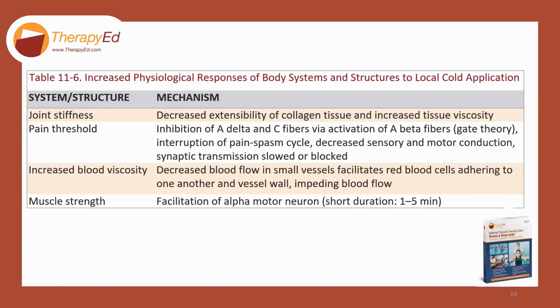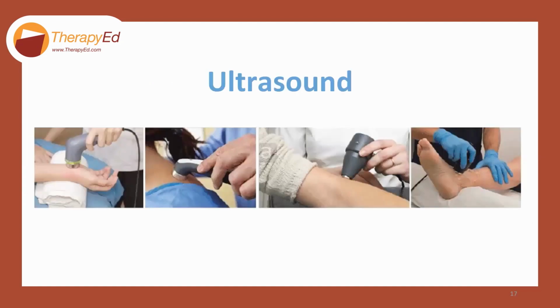The other thing that's important to understand is, again, those systems, whether it's what happens with the joint, pain threshold, increased blood viscosity, and muscle strength. So it's really nice, I think, that we have that built into our review and study guide. So that's just a short time on thermal modalities. I don't know, were there any questions over that?